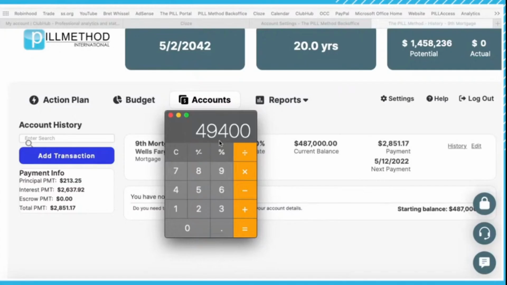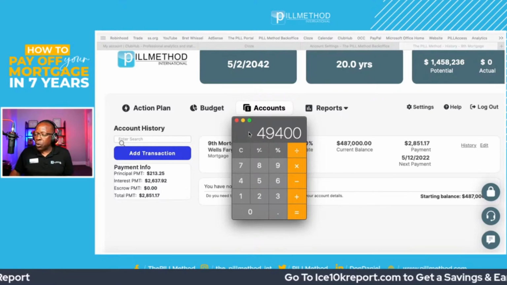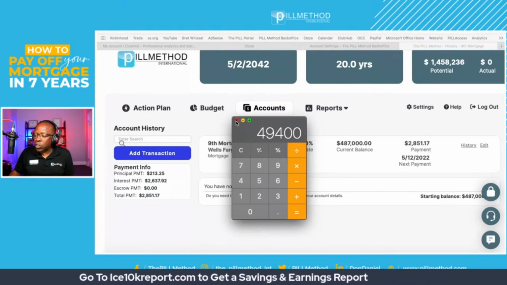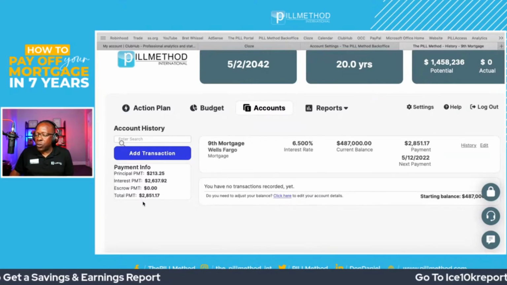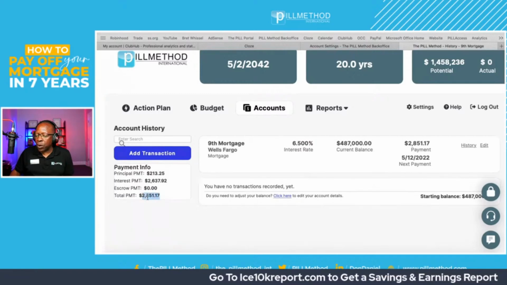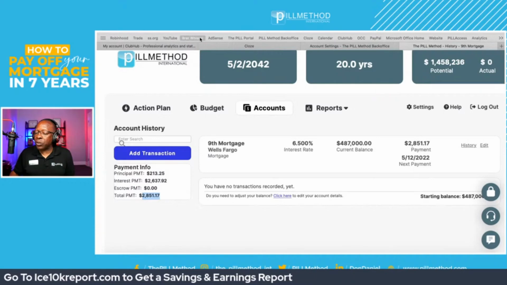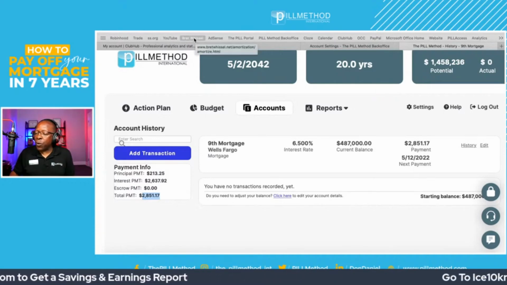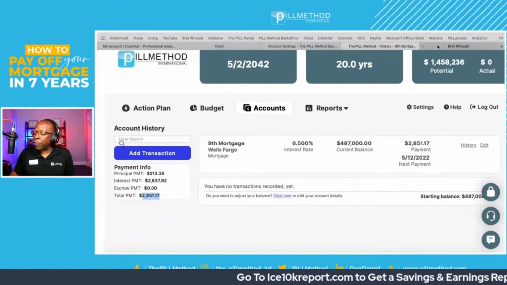Now, I know there's some people on there that say, Don, I don't believe it. I just don't believe it. So let me tell you what our total payment is. Our total payment on this loan is this, and I'm going to put it in an amortization schedule and show you so that you can actually see it. So we have $2,851.17. So we're going to copy that. Copy that, and we're going to bring up an amortization schedule, and you'll be able to see it for yourself. So I'm going to bring up an amortization schedule, and our interest rate is 6.5%.